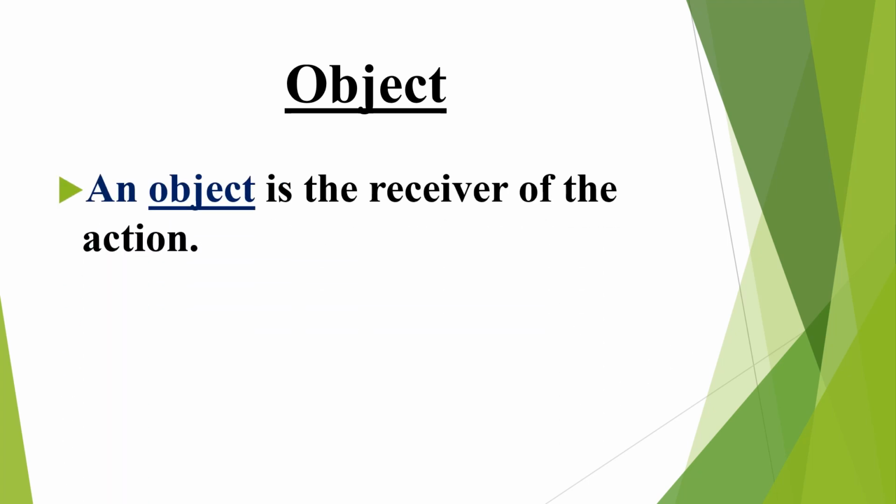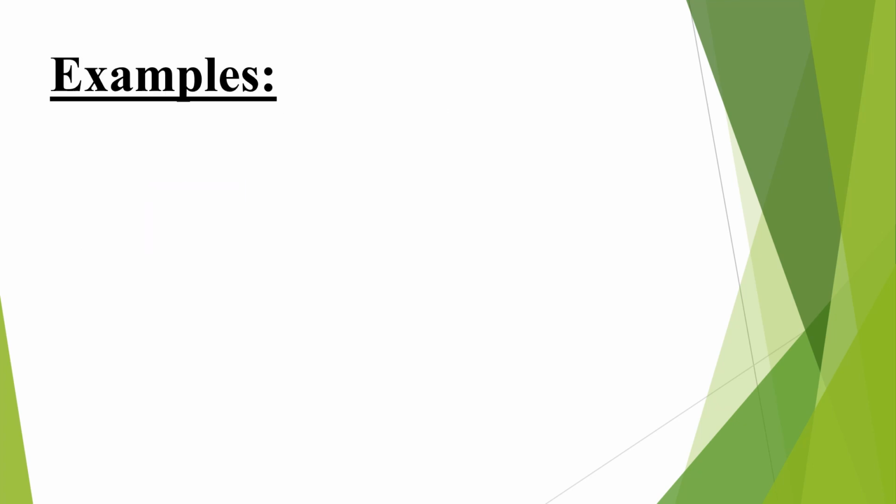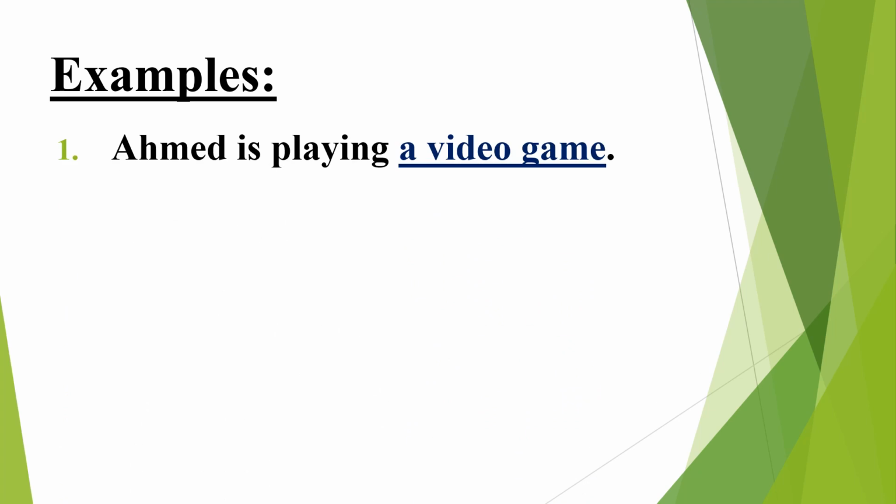Let's learn about object. An object is the receiver of the action. This means that object receives the action in a sentence. Whenever somebody performs an action, whatever receives that action is an object. Let's look at some of the examples. Sentence number 1.